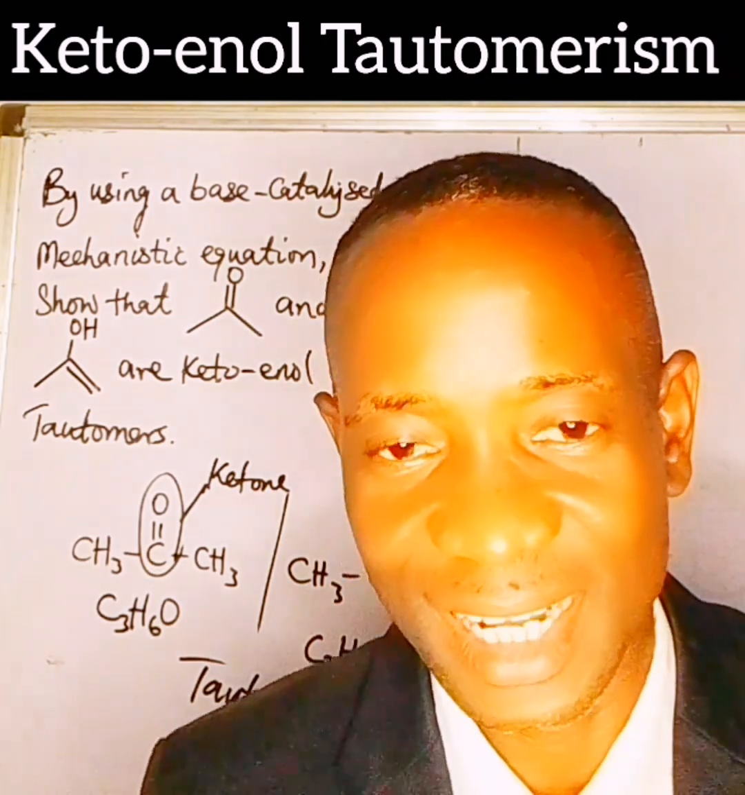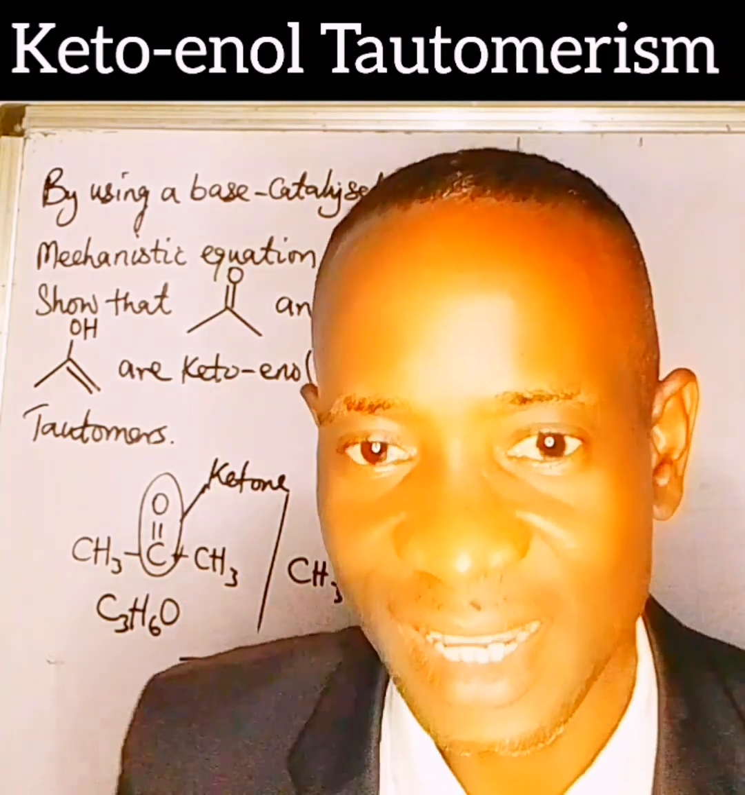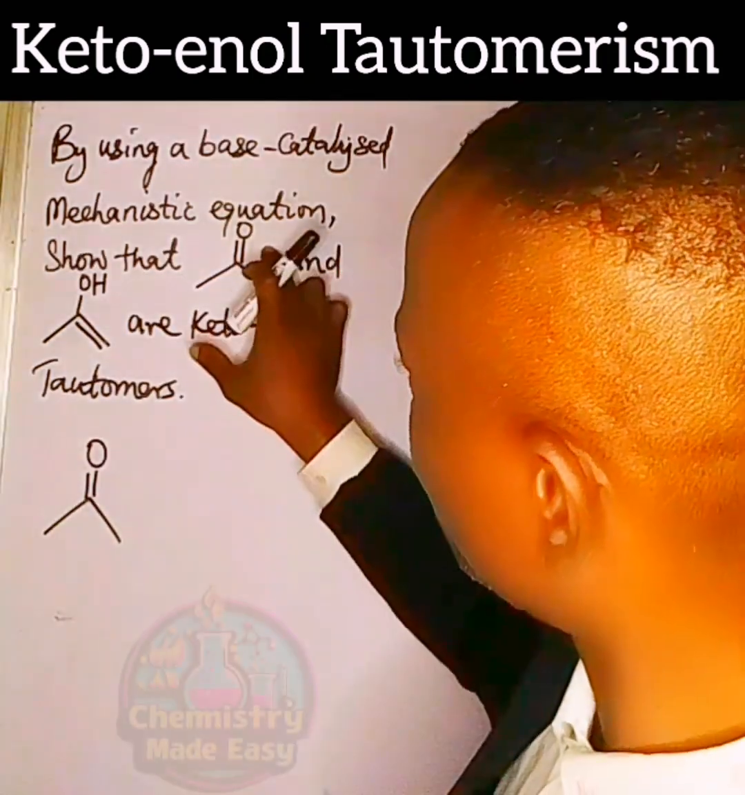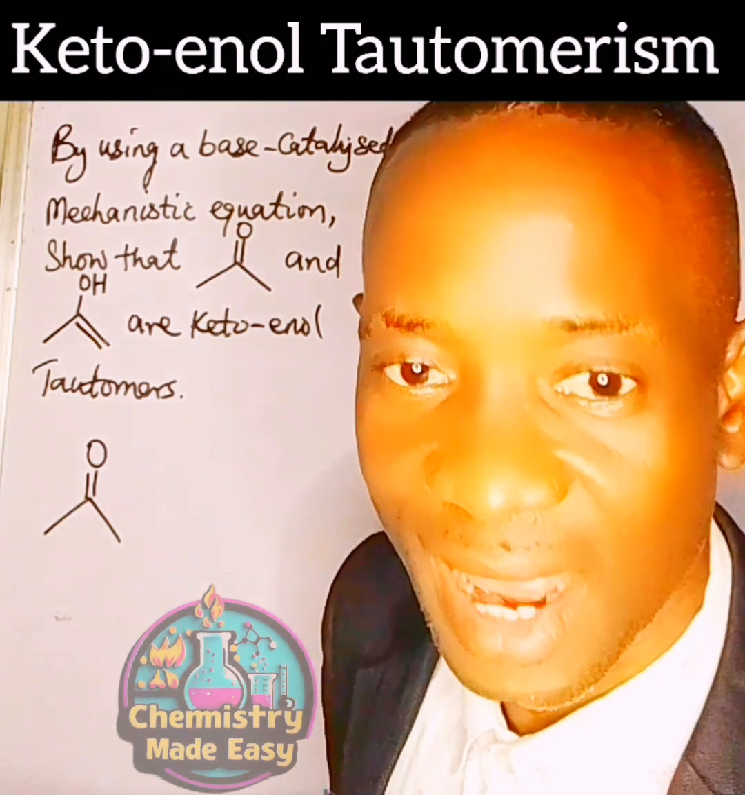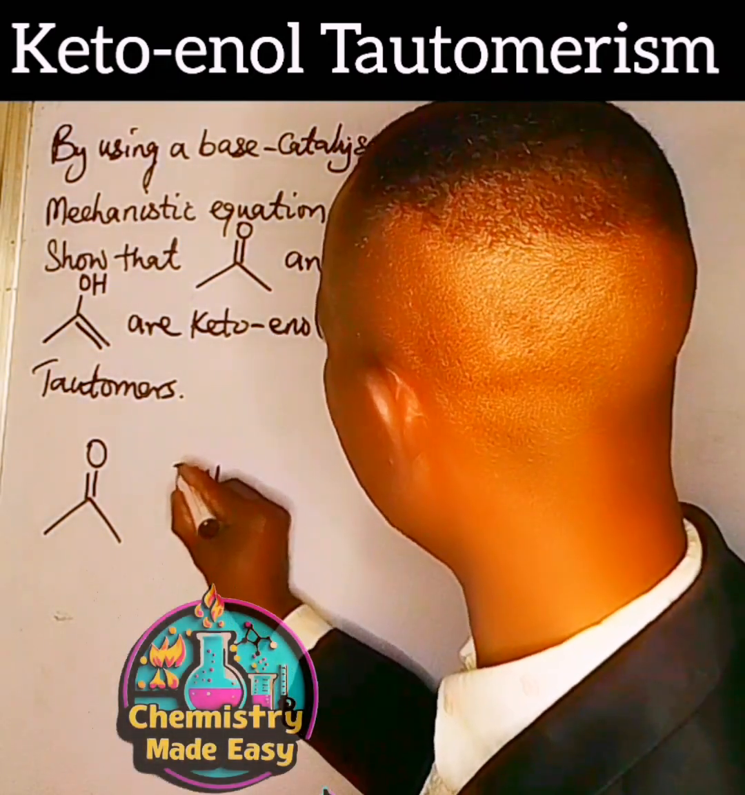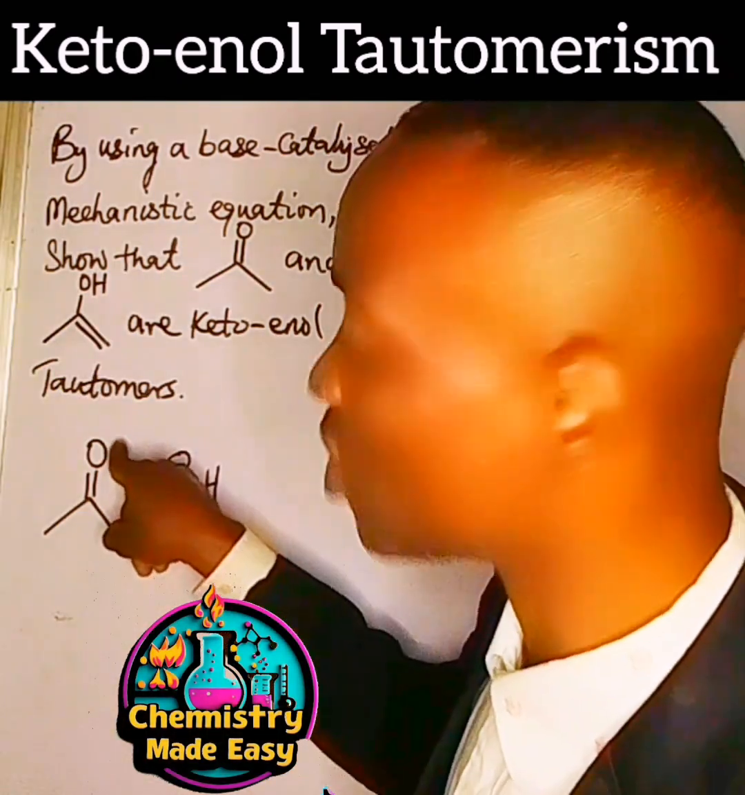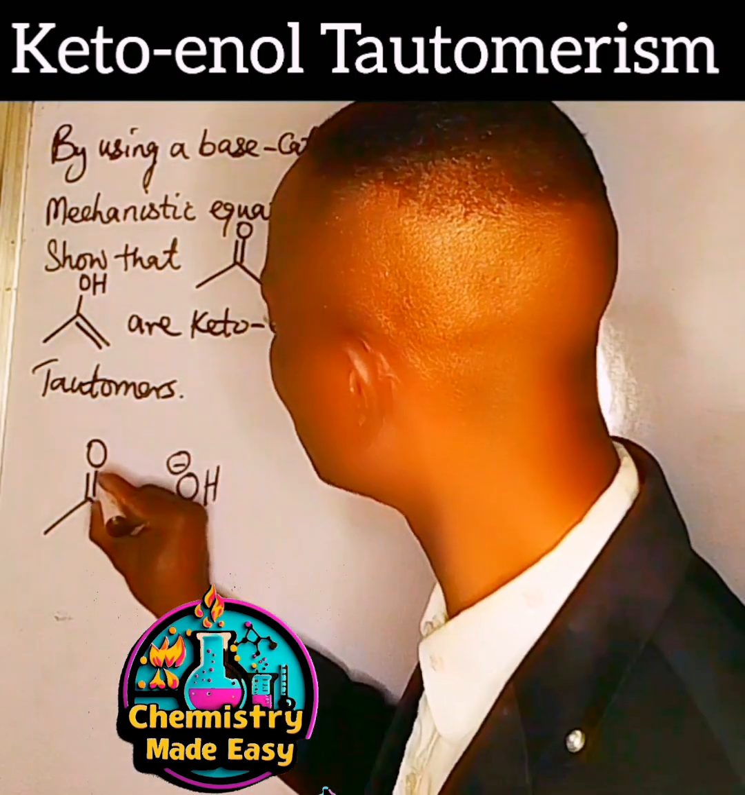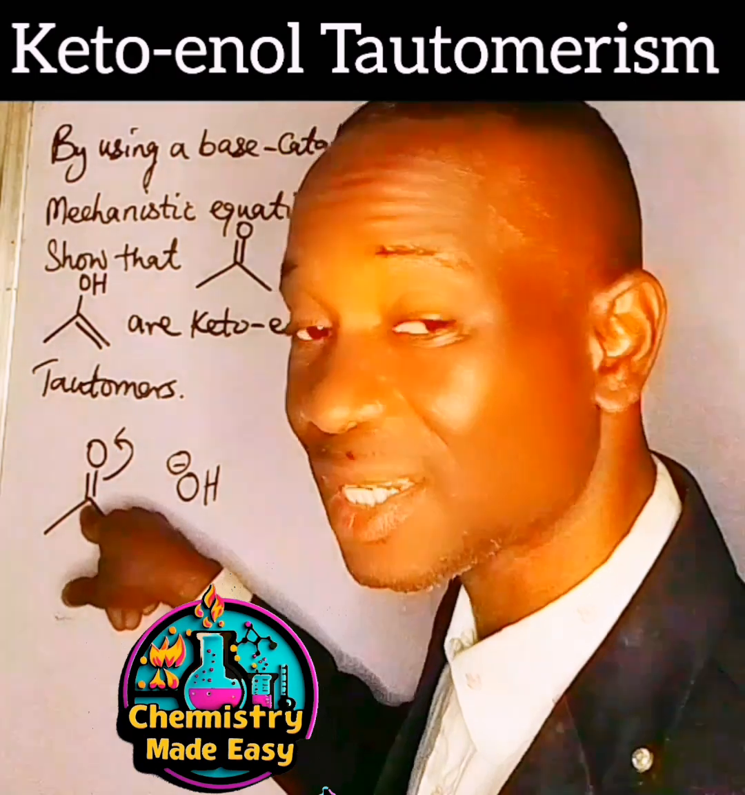Now let us write the mechanistic equation to show that these two compounds are tautomers. So I'm going to start from this ketone. You know, a base catalyst releases hydroxide ion. This is that hydroxide ion with a negative charge on oxygen. What now happens is this. This oxygen is highly electronegative, so it is going to abstract electrons from this double bond, making this carbon partly positive.